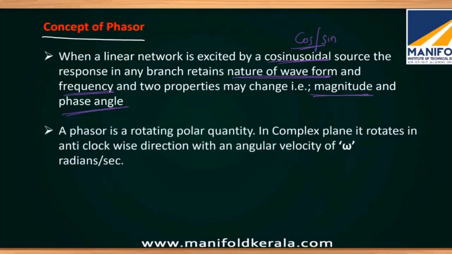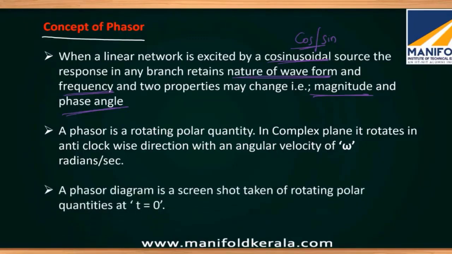So what is a phasor? A phasor is a rotating polar quantity. What is the difference? A polar quantity is a fixed quantity, whereas a phasor quantity is rotating in anti-clockwise direction with omega radians per second. That's why in any phasor diagram you have to show an arrow mark in counterclockwise direction, and you have to write omega. Then only is the phasor diagram description complete. Understand?